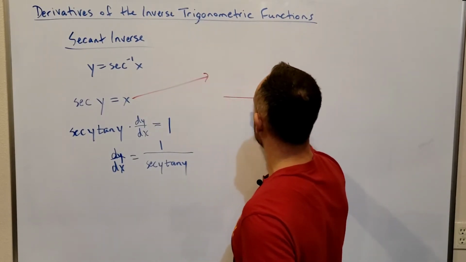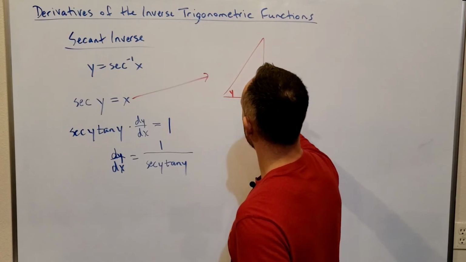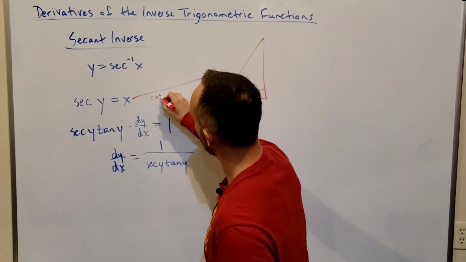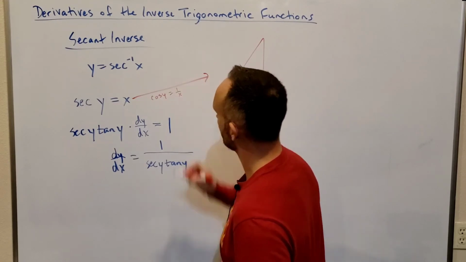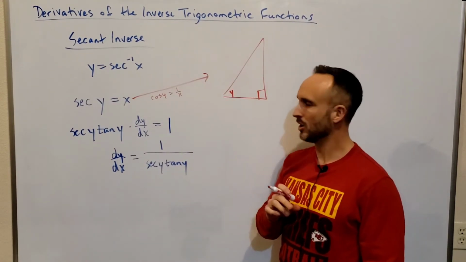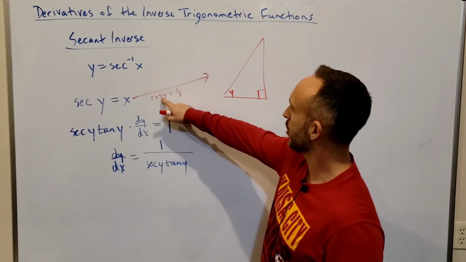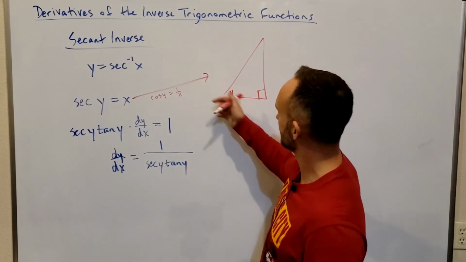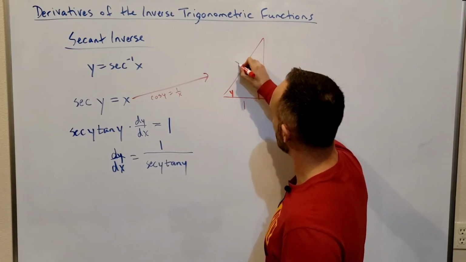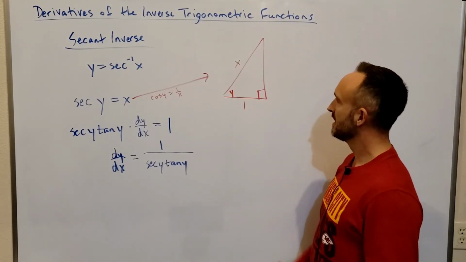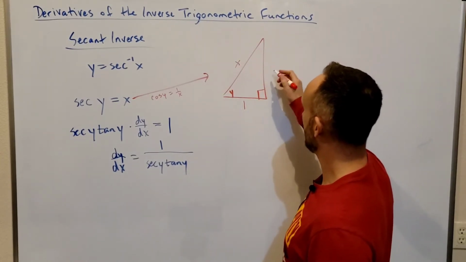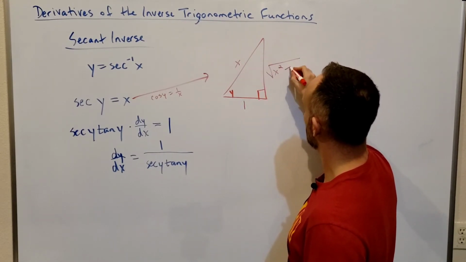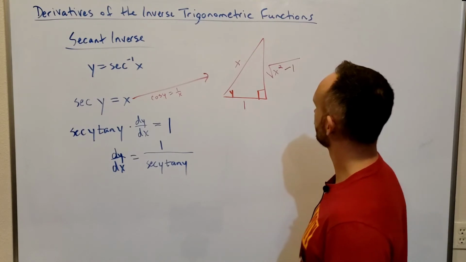I know that the secant of the angle y is x. Well, that's the same thing as saying that the cosine of y is 1 over x, because secant and cosine are reciprocals. So the cosine of this angle is 1 over x. So my adjacent side I'll use as 1, and my hypotenuse I'll use as x. Now the other leg will be the square root still of the hypotenuse squared minus the leg squared.